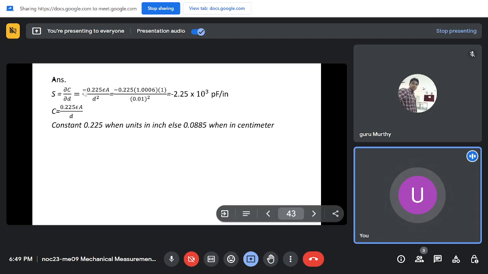So on differentiation we get minus 0.225 epsilon A by D square. Epsilon is the dielectric constant, A is the area. So we substitute all the values which are known, then we will get minus 2.25 into 10 power 3 picofarad by inch. So that is the sensitivity.